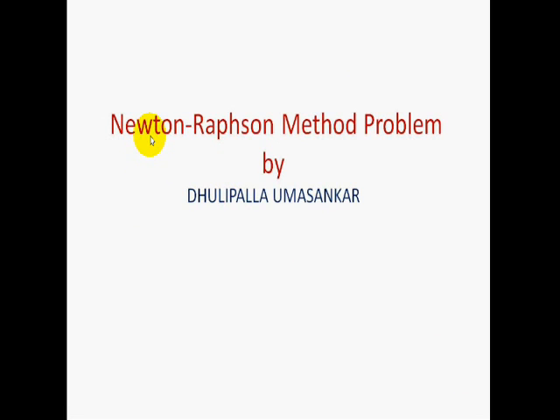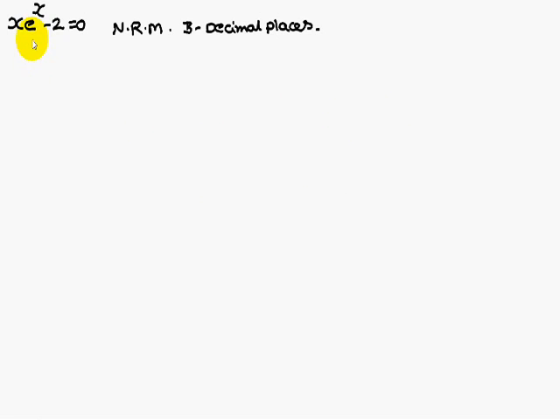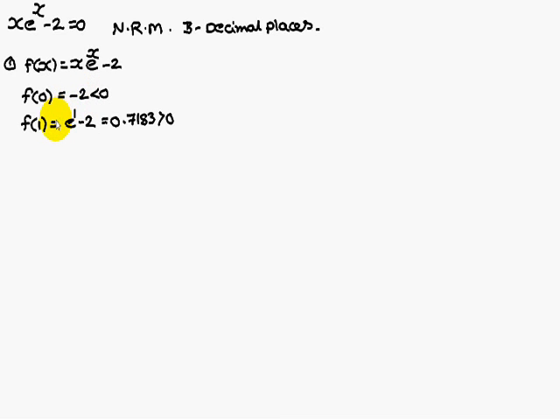Today we are going to discuss Newton-Raphson method problem. Given that x into e power x minus 2 is equal to 0, solve this equation using Newton-Raphson method corrected up to 3 decimal places. So f of x is x into e power x minus 2 and f of 0, in place of x substitute 0, you are going to get minus 2, which is a negative value.